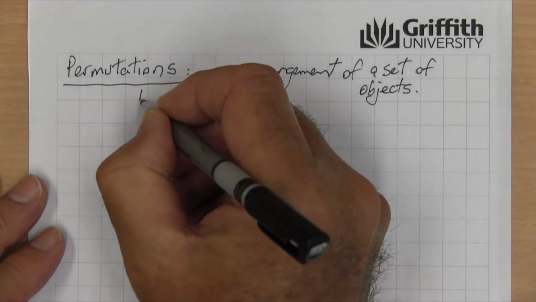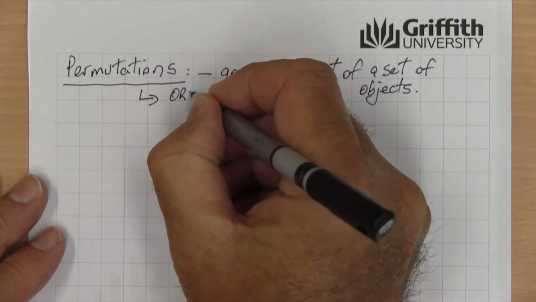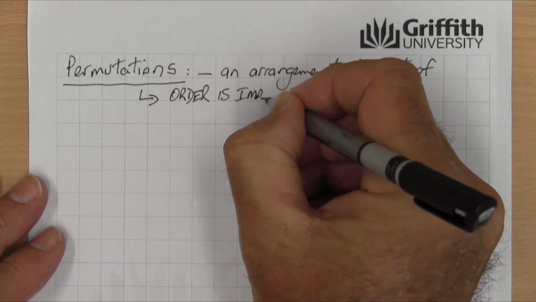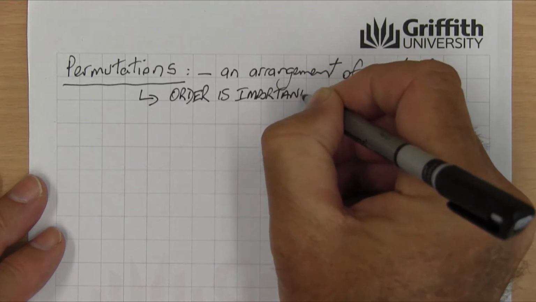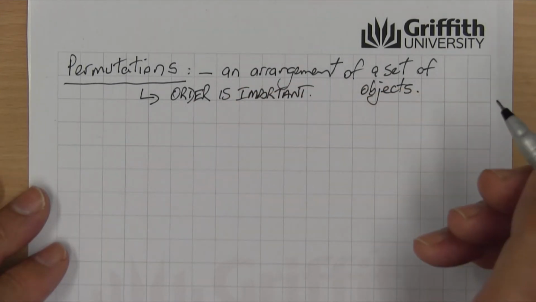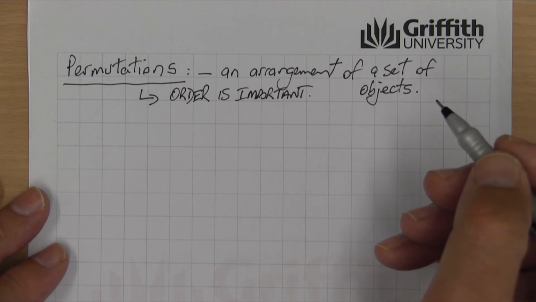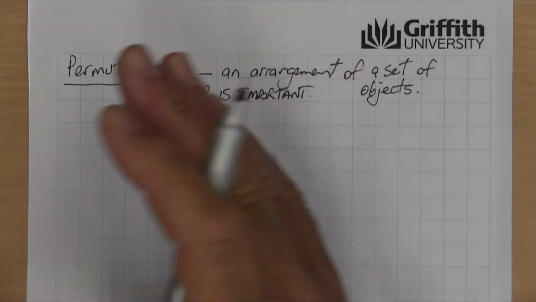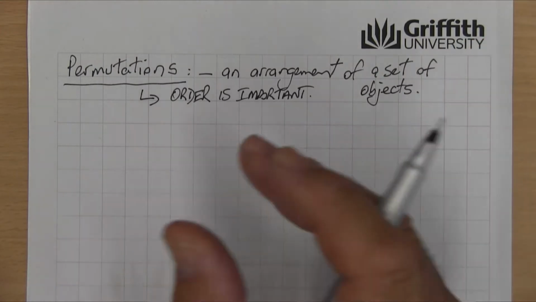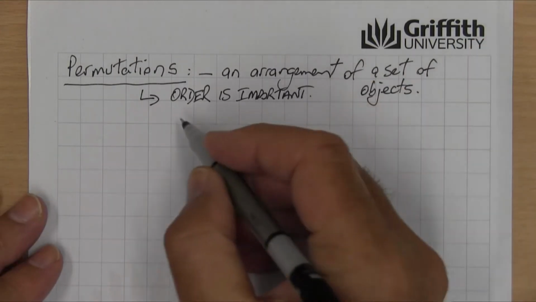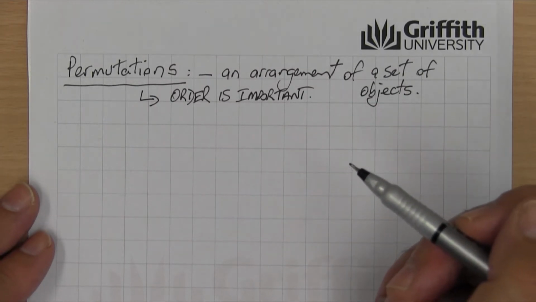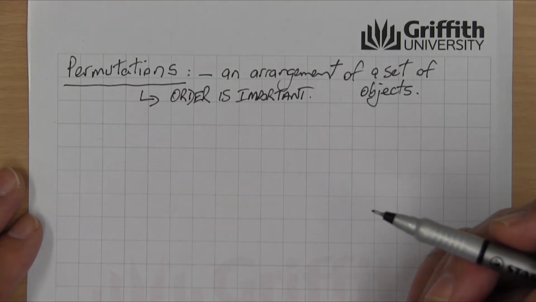Now, with permutation, the big thing to remember is that order is important. If you had three letters, the arrangement A, B, C would be different to B, A, C. Even though you've got the same letters, the order in which they occur is important, and this is what makes a permutation.